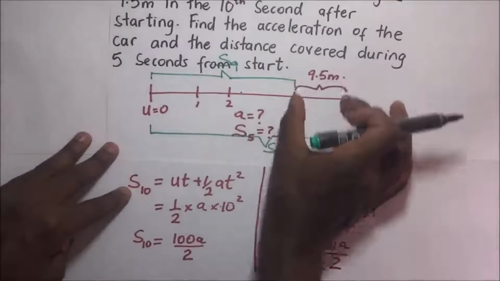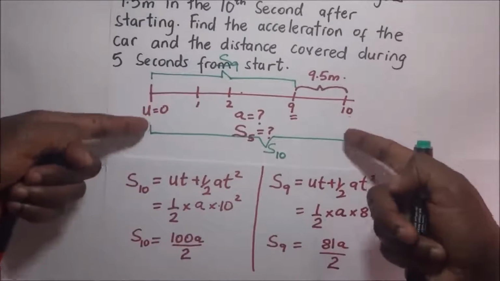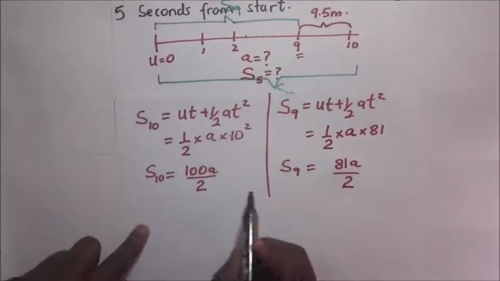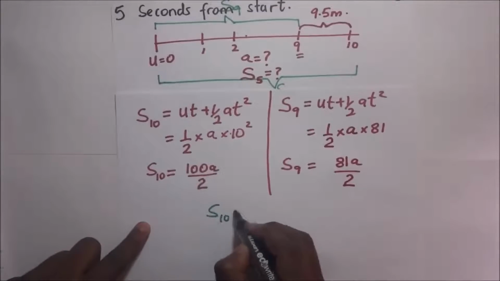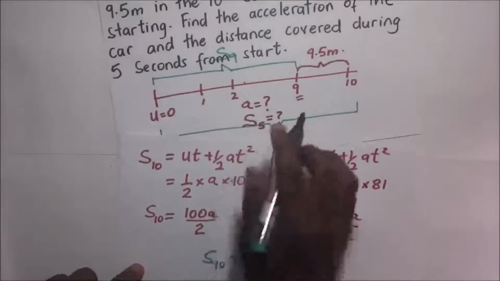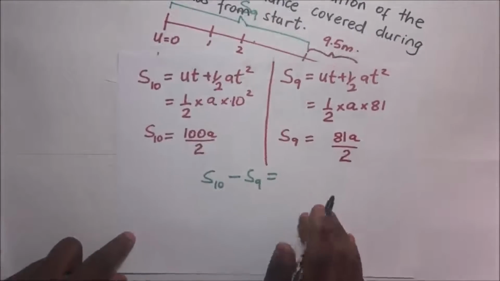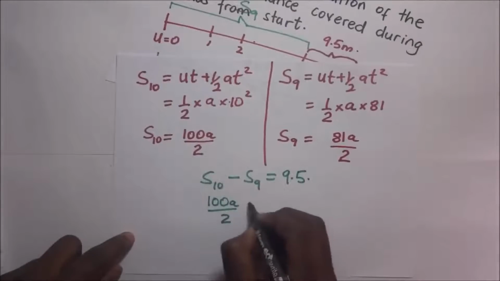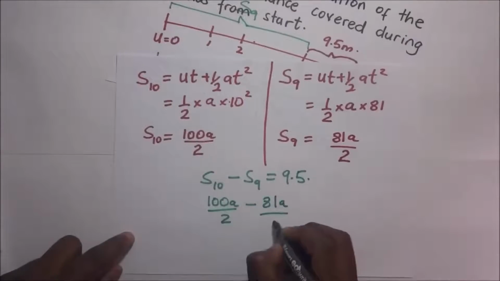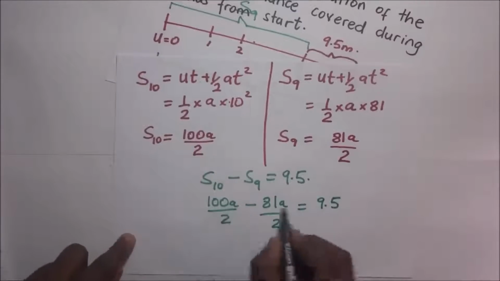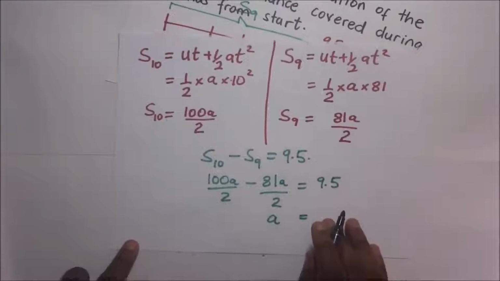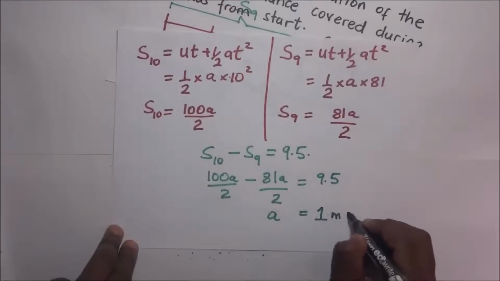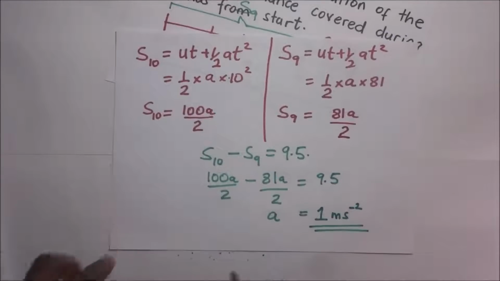So to be able to get the 9.5 means we are going to get the distance covered after 10 seconds minus the distance covered after 9 seconds. So in simple terms, this simply means that S10 minus S9 is equal to 9.5, and from that expression we are able to get our value of acceleration. So S10 is 100A over 2 minus S9, which is 81A over 2, giving us 9.5. Of course, when we work it out, we shall end up with our acceleration being 1. So that's the acceleration we get.